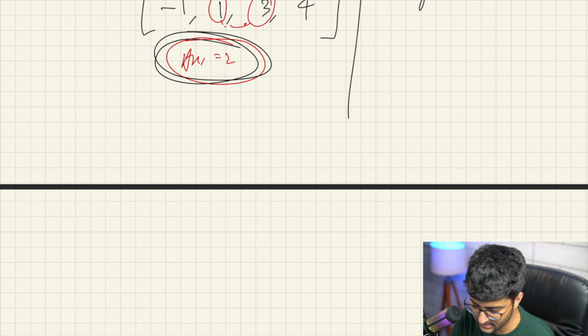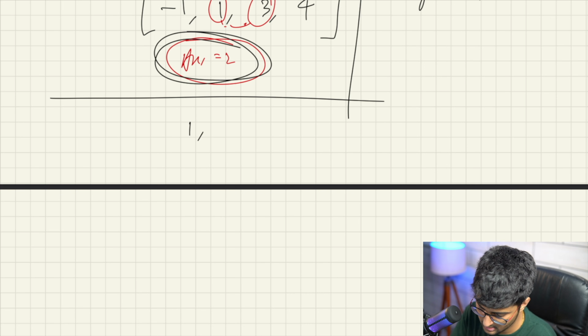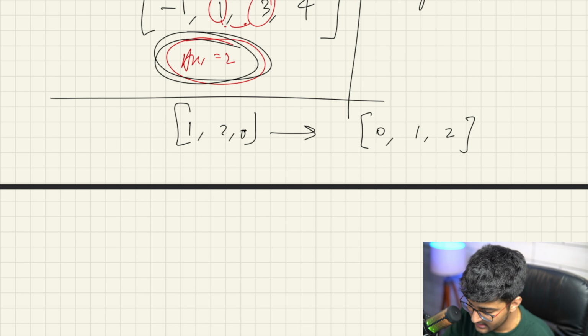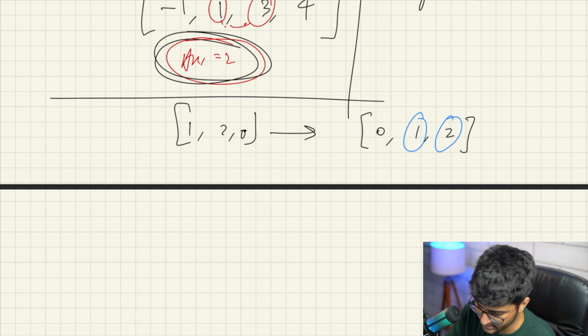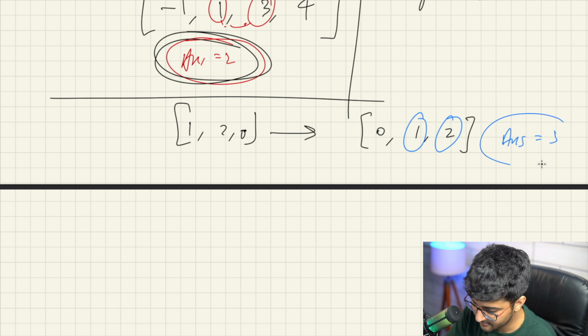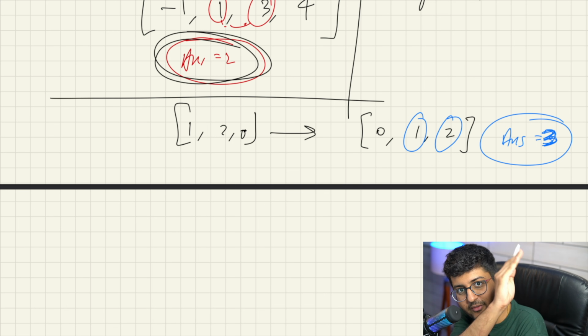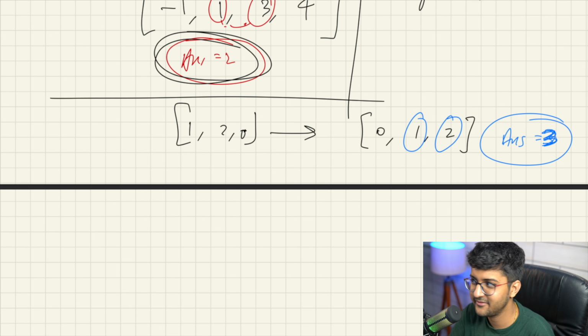Let's say you're given an array something like this in LeetCode: 1, 2 and 0. After sorting, this will become 0, 1 and 2. Start checking from 1. Does 1 exist in the array? Yes, it does. Does 2 exist in the array? Yes, it does. Does 3 exist in the array? No, it does not. Answer is equal to 3. This is your hint that we are going to apply cyclic sort. Why? Because you are approaching from number 1, then 2, then 3, then 4, and then 5.